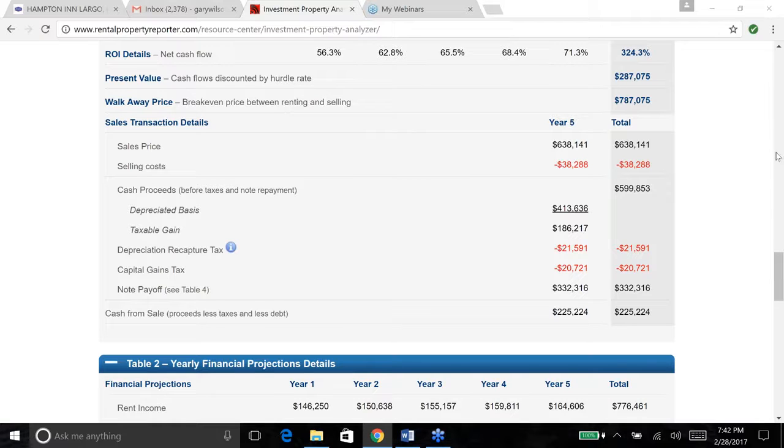What is my access to this tool? I would like to use it for what if scenario analysis. Joe, yeah. So Joe, if you look up top here on my screen, you'll see www.rentalpropertyreporter.com/resource-center/investment-property-analyzer, with a dash in between each of the three words.